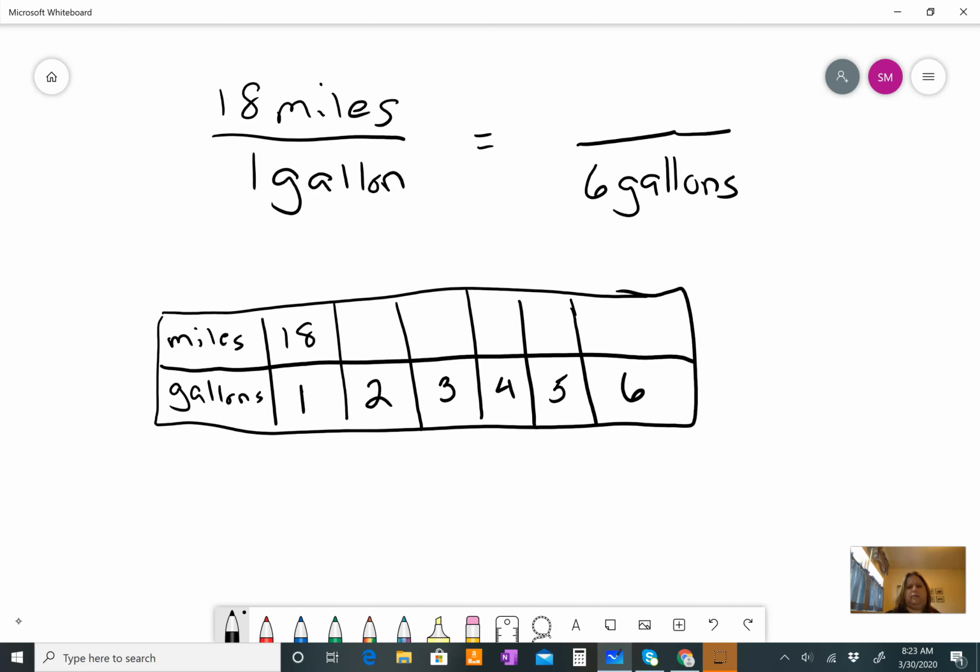So I'm going to think, all right, so if I have 18 for 1, what's 2 going to be? 18 times 2, 36. And then 18 times 3, 54. And then 18 times 4, 72. 18 times 5, 90. And then 18 times 6, 108. So I could go 108 miles, okay, with 6 gallons.